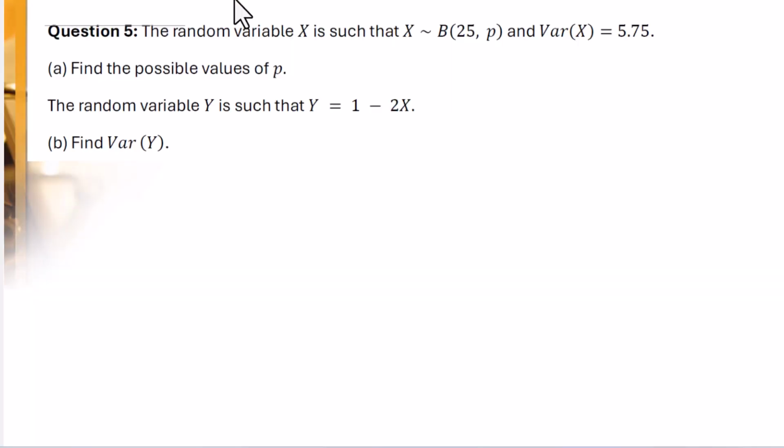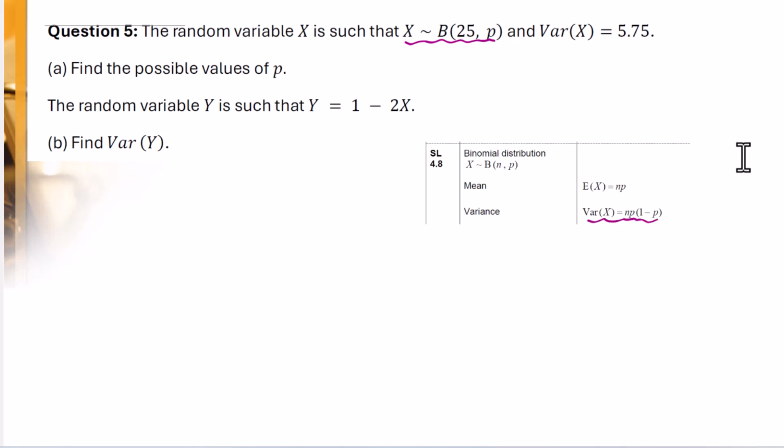The random variable x is such that x follows a binomial distribution with 25 and p, and variance is 5.75. Find the possible values of p. Based on this formula, we can set up variance of x equals n, which is 25, times p, then times 1 minus p.